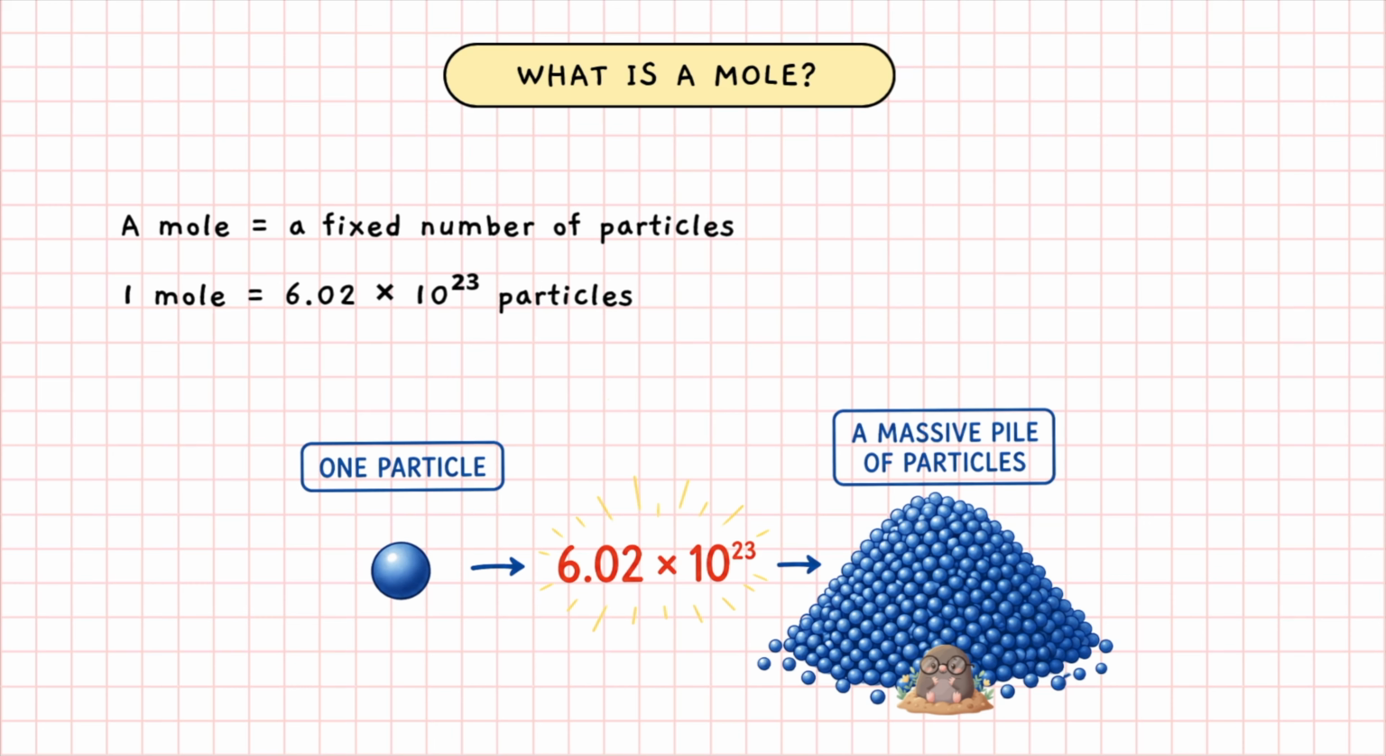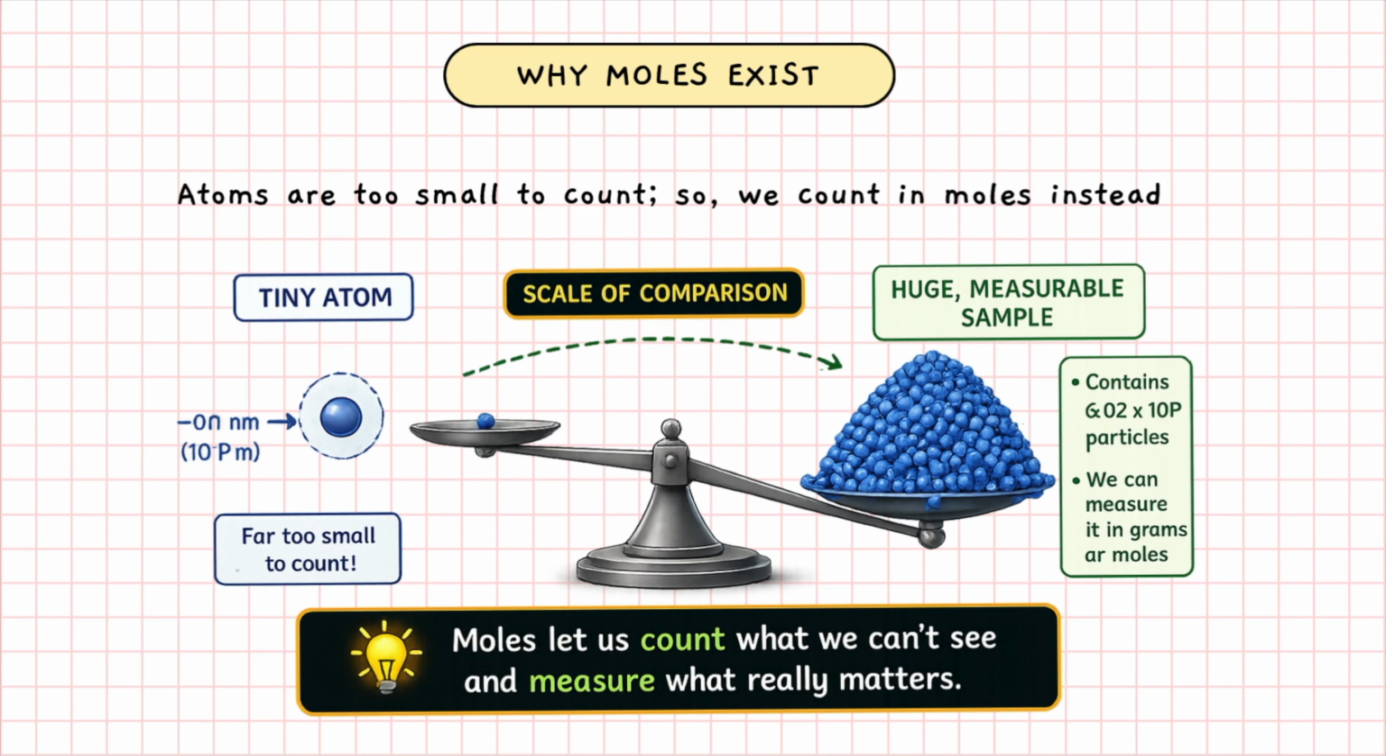A mole is a fixed number of particles. 1 mole means 6.02 times 10 to the power of 23 particles. That number is huge, but the idea is simple. A mole is just a counting unit. Atoms are far too small to count one by one, so in chemistry, we count them in moles instead. It's like using a dozen, but instead of 12, chemistry decided to be dramatic.